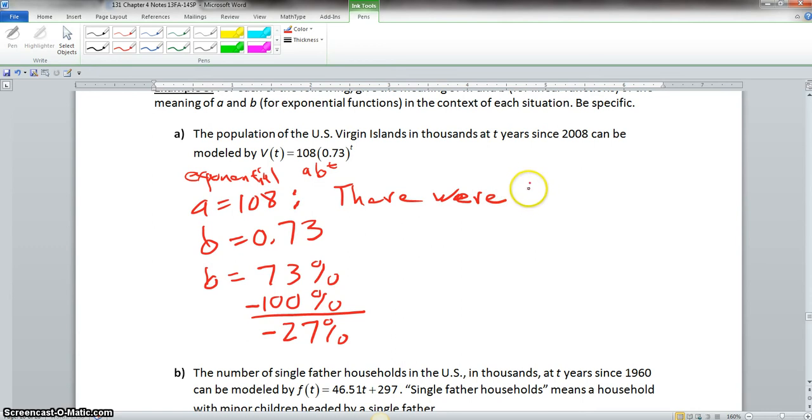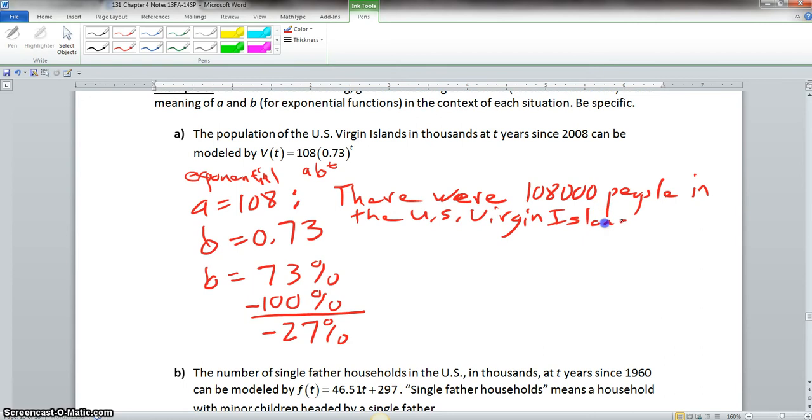There were 108,000 people in the U.S. Virgin Islands in 2008. Now we go here to what B means. I'm gonna draw a little line here to separate what A means and what B means. Okay, now we go to what B means.